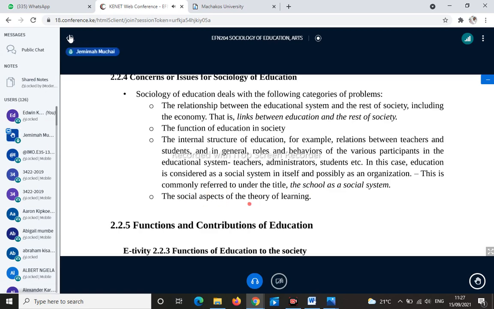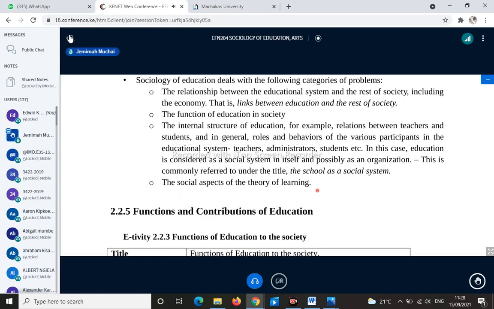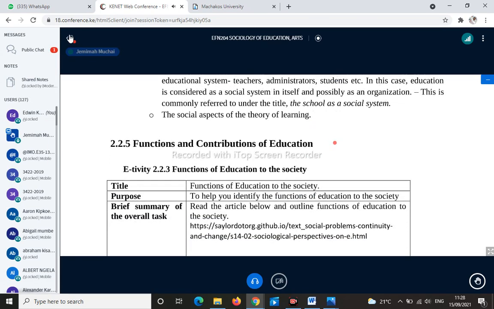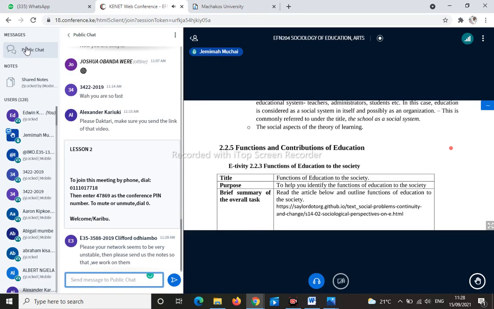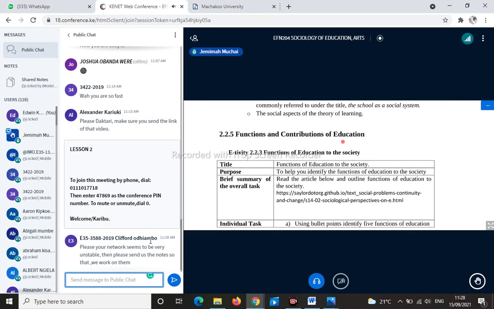The social aspects of the theory of learning. This one, theory of learning, you are learning in psychology of learning, you are at that level. So that one, you will learn it in psychology. Function and contribution of education.